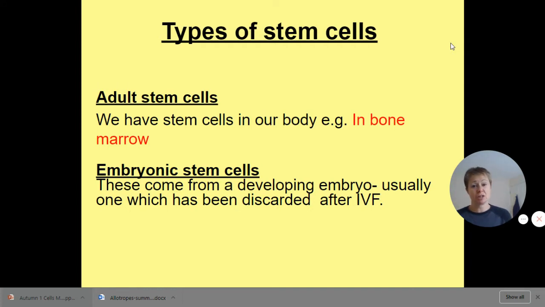And that means there are leftovers. Nothing sort of happens to them. They're generally put in a freezer, and then eventually they might be destroyed. But scientists can use them, only with permission of the parents, but scientists can use leftover embryos in order to extract stem cells.